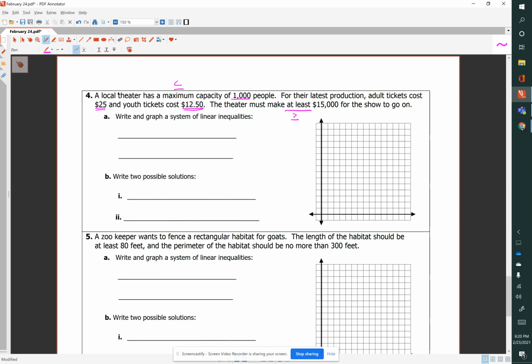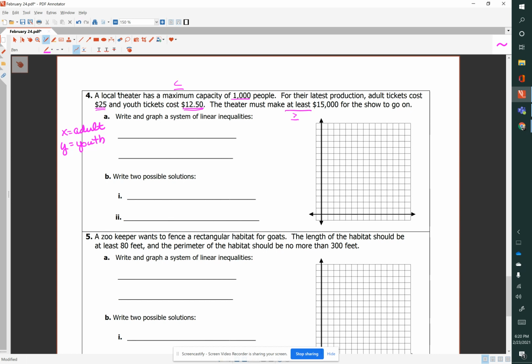So let's tease this apart. We need to define our X and Y values. Let's let X equal the youth tickets and Y will equal the adult $25. I'm going to change that. I'm going to make adult tickets the X. You can do it either way, but I practiced it this other way. Youth tickets will be the $12.50.